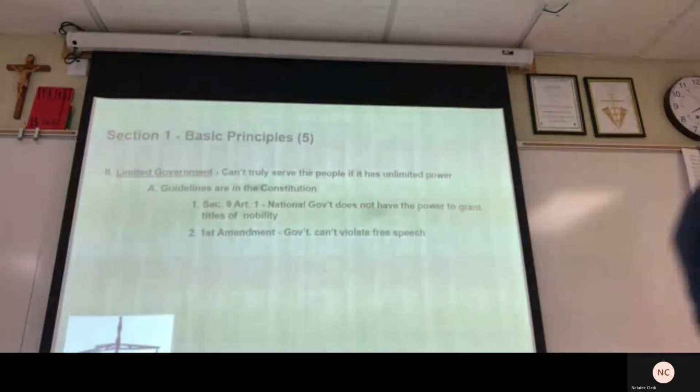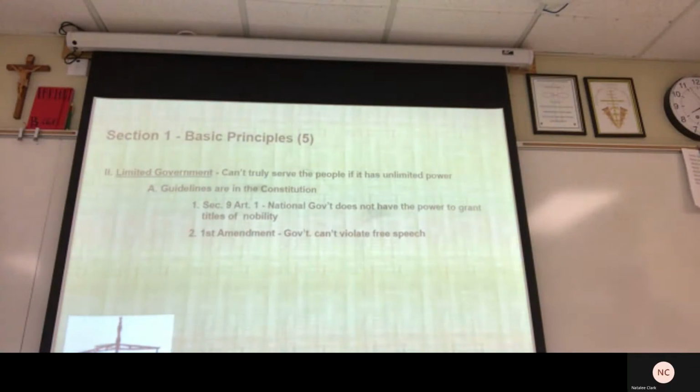So Article 1, Section 9 says Congress is expressly forbidden to do the following. There's a whole section on things the national government's not allowed to do. It cannot prohibit the importation of slaves or migration before 1808. That's something we talked about in the last chapter, 1808. They cannot suspend habeas corpus except during rebellion or invasion. They cannot pass bills of attainder or ex post facto laws.